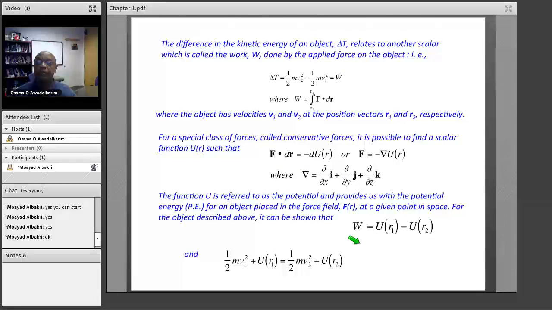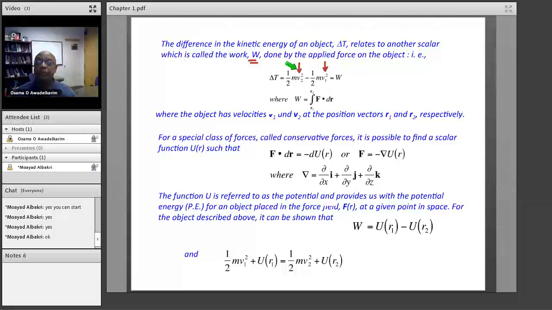So the difference in the kinetic energy of an object, which is delta T, relates to another scalar, which is called the work. So to move an object from one point to another point, work will have to be done by an applied force on the object. So as work is done on an object, the velocity of the object changes. Maybe in position 1, the velocity of the object is v1, and as work is done on the object by the force, the velocity becomes v2 in position 2.